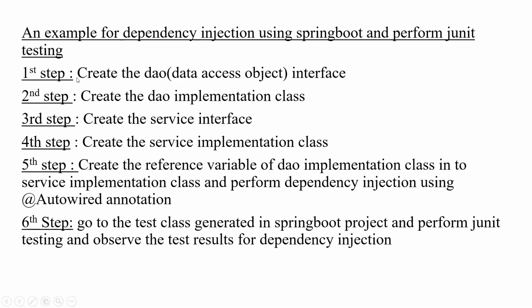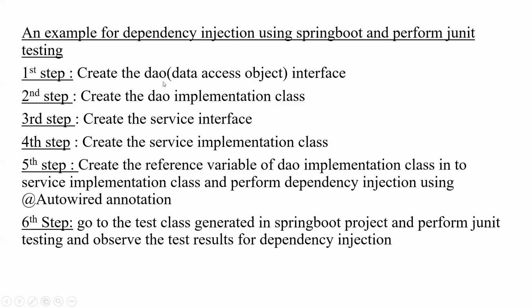I will create two interfaces and two implementation classes. Let's create the DAO first, data access object. If you want, you can take your own classes like class A, and class B implements A. You can also take it like that. I am taking, for the sake of understanding, data access object DAO, its implementation class, a service, and a service implementation class.